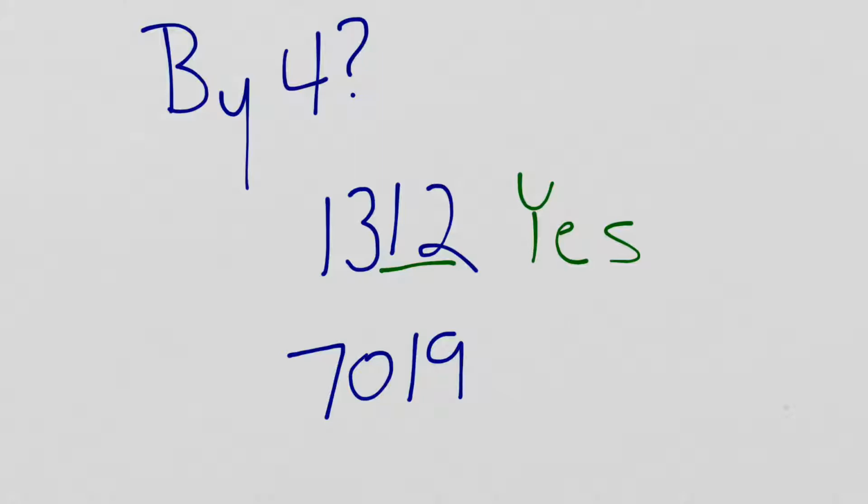Now we take 7,019. Last two digits are 1 and 9. That makes 19. Is 4 a factor of 19? In other words, is 19 divisible by 4? No, it's not. So that means 7,019 is not divisible by 4.